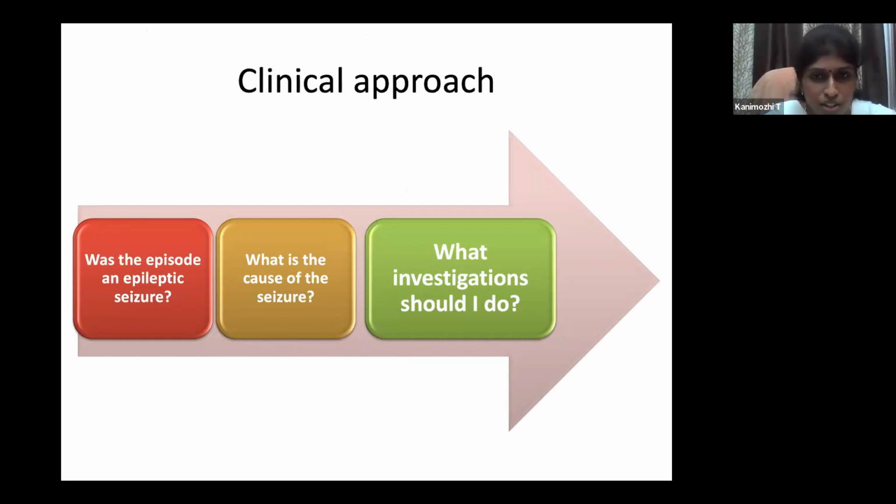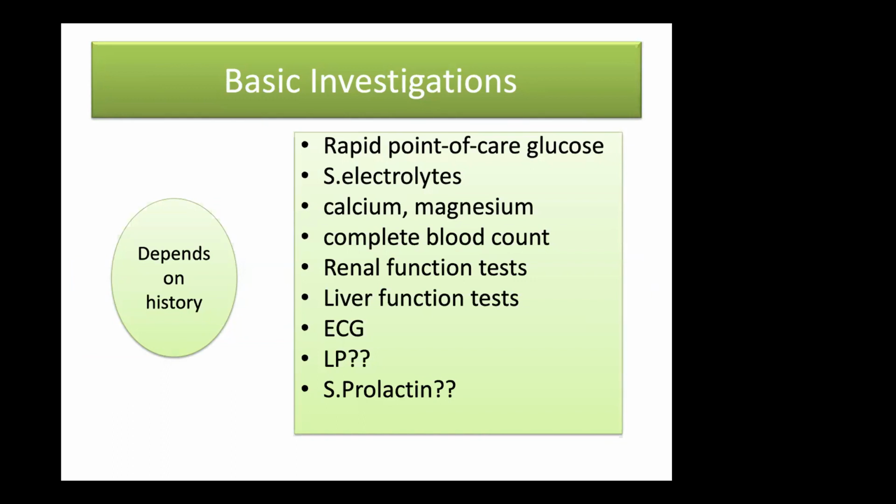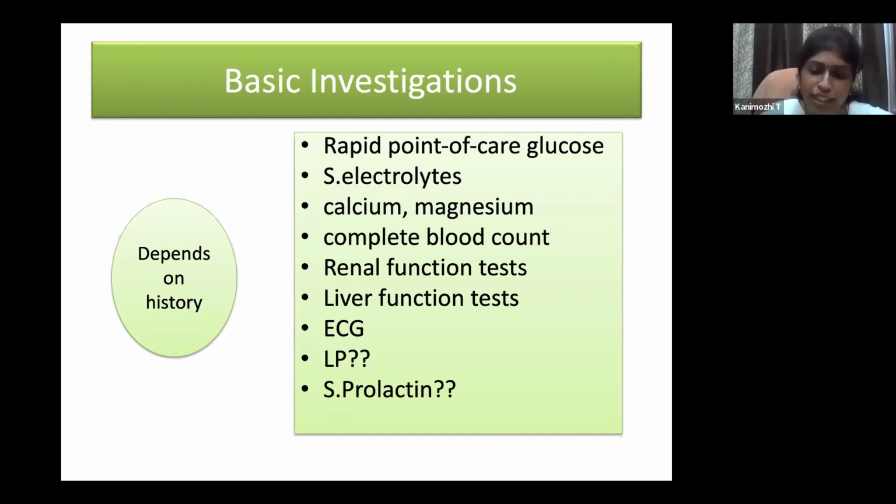What investigations are we supposed to do? The aim of the investigation is to find the etiology and also to determine the recurrence risk. Because in the operational definition of epilepsy, what we saw is if there is one unprovoked seizure, we need to find the recurrence risk. If the recurrence risk is very high, we are going to start them on AEDs.